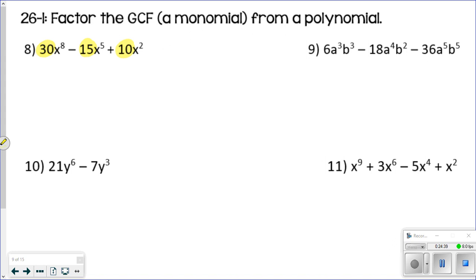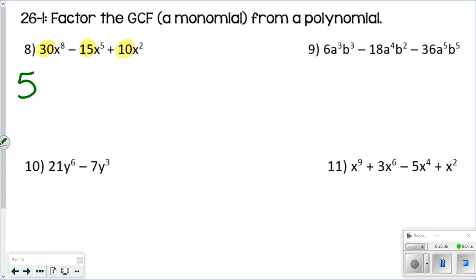So 30, 15, and 10. 10 is the smallest, but I know it doesn't go into 15, so that's not going to work. Okay, and now think, they're not all even, so those numbers aren't going to work. So think about your multiples. So 5 works, right? 5 goes into 10, 15, and 30.